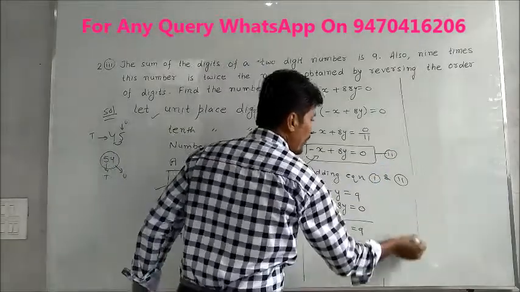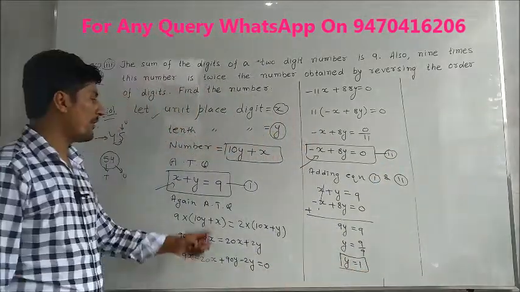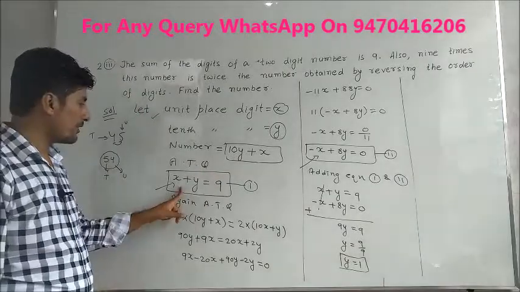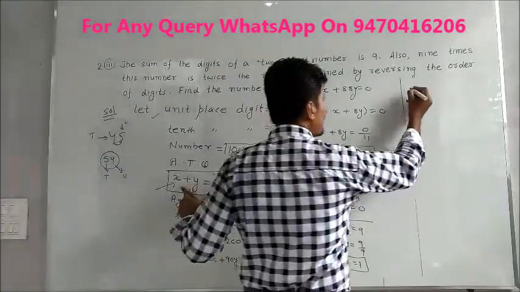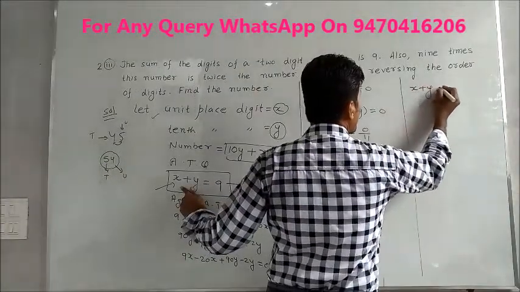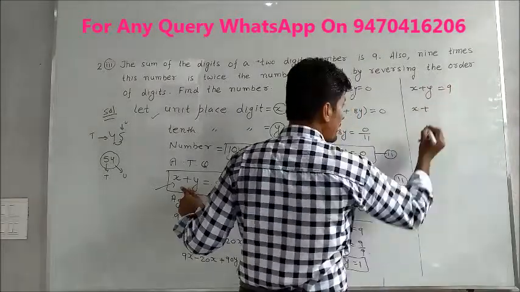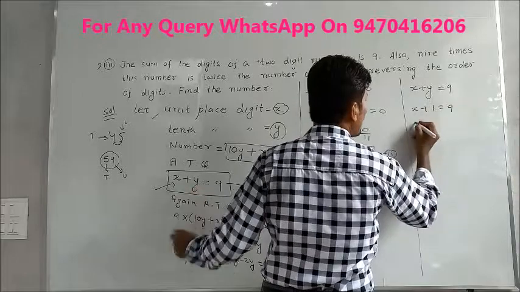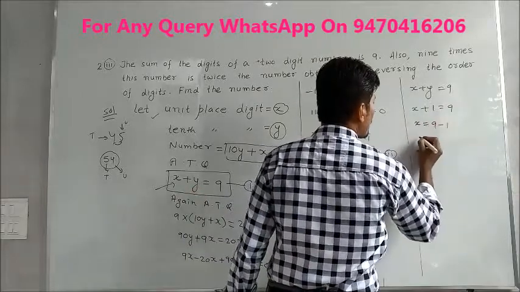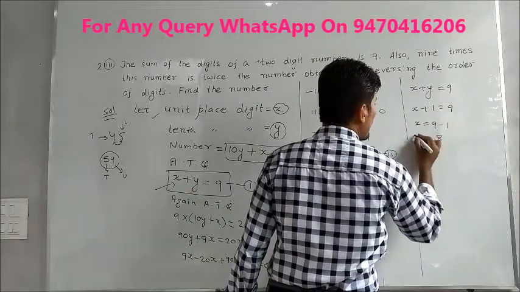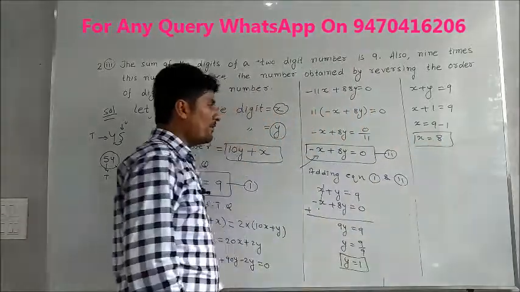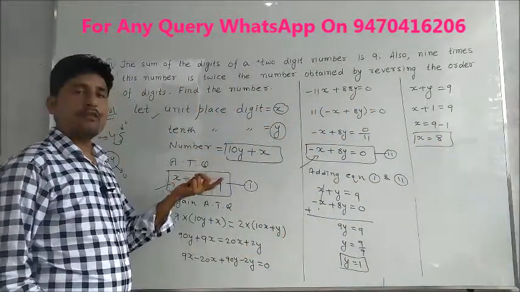After getting the value of y, we can put this value of y in either equation. So I am going to put it in the very first equation, x plus y equals 9. X will be as it is, and in the place of y we can write 1. So 1 plus x equals 9, so x equals 9 minus 1, x equals 8. After getting the value of x and y, now we have to find the number.